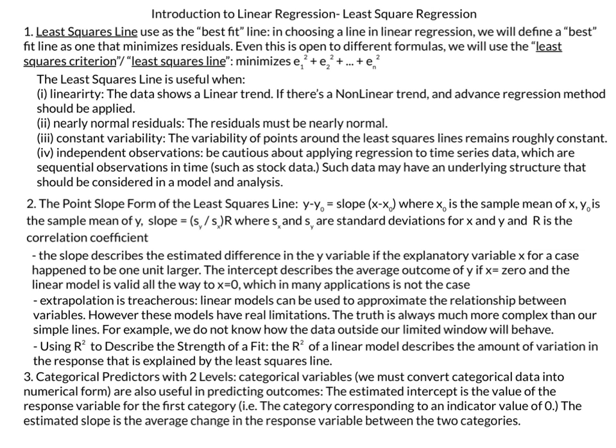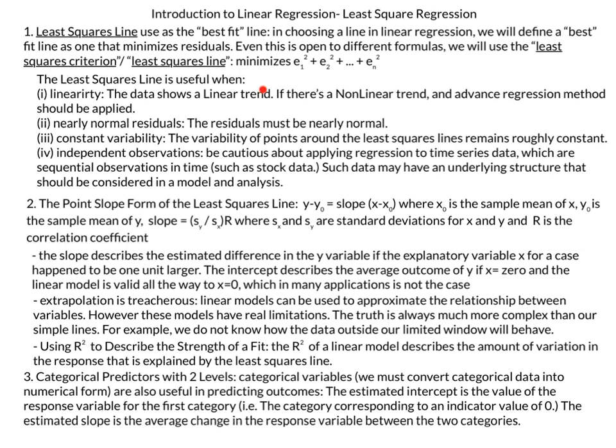The least squares line is a best fit line for a set of points, and in general, in choosing a line for linear regression, we will define a best fit as one that minimizes residuals. Even with this definition, we can have many different formulas, and the one we will be using is the least squares criterion or the least squares line, and that's the one that minimizes the sum of the square of the errors. The least squares line is useful when, one, we have linearity.